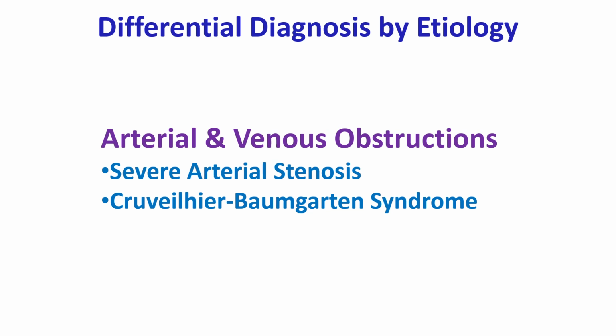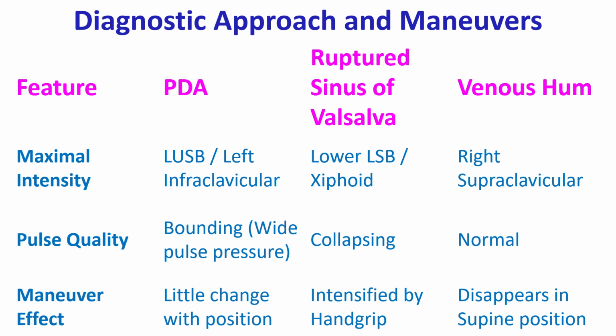Cruveilhier-Baumgarten syndrome, a continuous venous hum heard in the epigastric region due to dilated paraumbilical veins in the setting of portal hypertension. Physical examination findings and dynamic maneuvers are the first steps in narrowing the differential diagnosis.